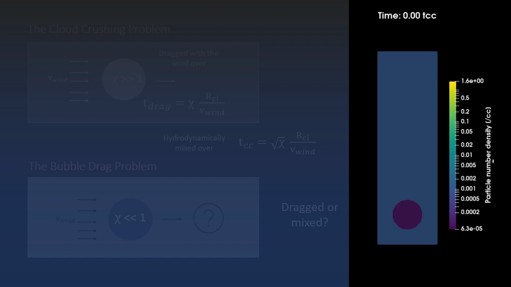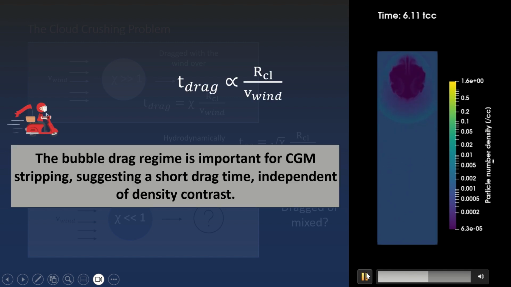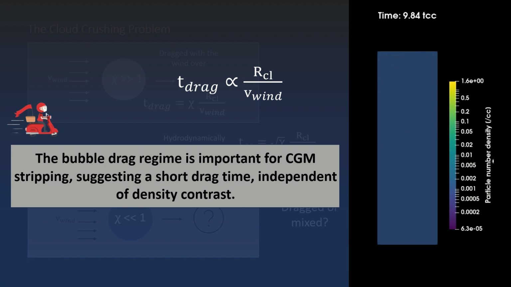To this end, we carry out additional hydrodynamic simulations, and this is a slice through our simulation domain showing the evolution of a bubble being dragged by a wind. We find that there is an initial hydrodynamic mixing at the interfaces, but soon enough the bubble is bodily dragged out of the simulation domain. The shortest timescale that appears in this evolution is the drag time, and it is proportional to the cloud radius and inversely proportional to the relative velocity, but independent of the density contrast.